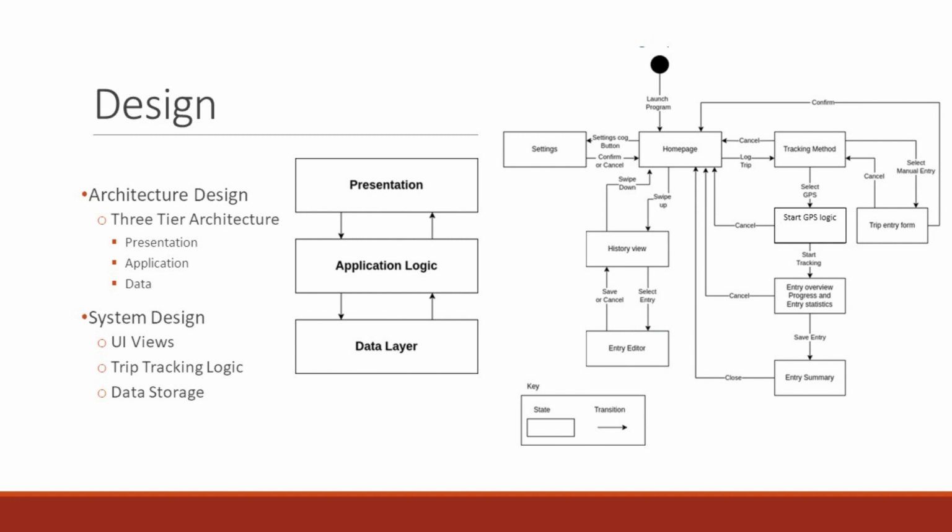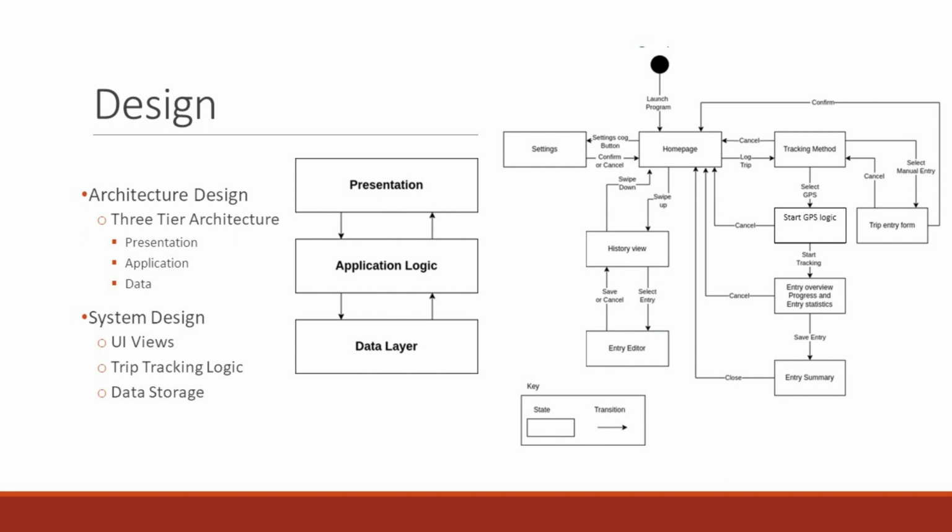The local data subsystem handles storage of trip records locally on the device. This was chosen over other methods of storage so that the application can provide fast and guaranteed access to data without an internet connection. The detailed system design of the app includes several key components focused on user interface views, trip tracking logic, and data storage.